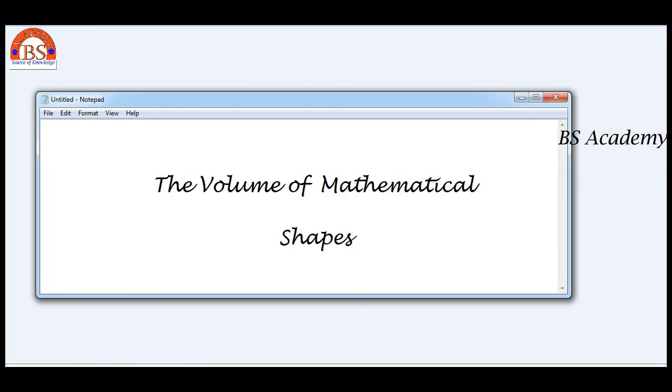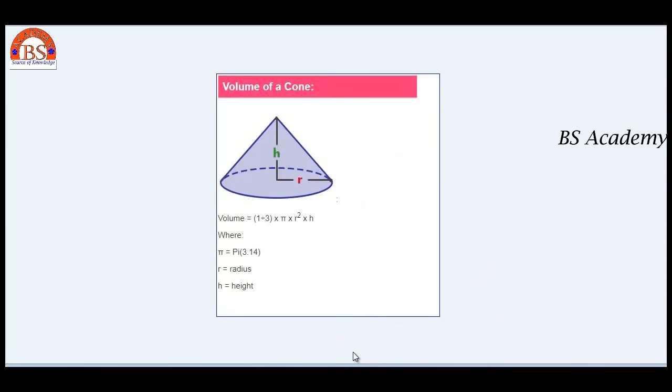Topic is the volume of mathematical shapes. Now let us jump into our topic. First, cone. Volume of a cone. Volume of a cone is equal to 1 by 3 pi r square h, where pi is 3.14 or 22 by 7 and r is radius, h is the height of the cone.